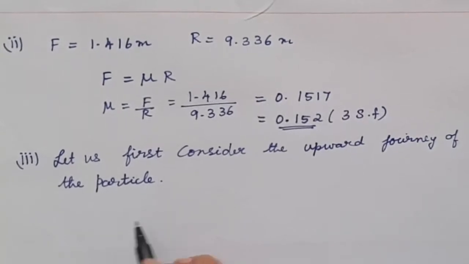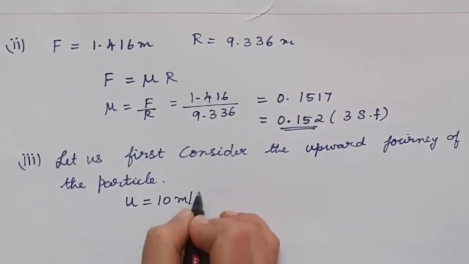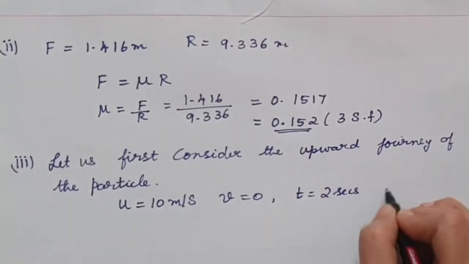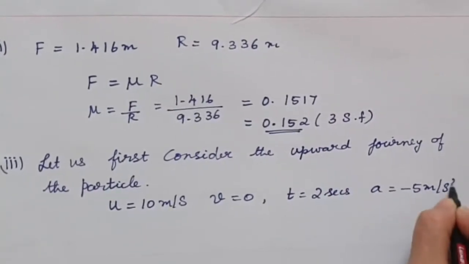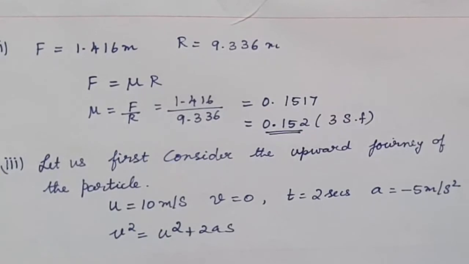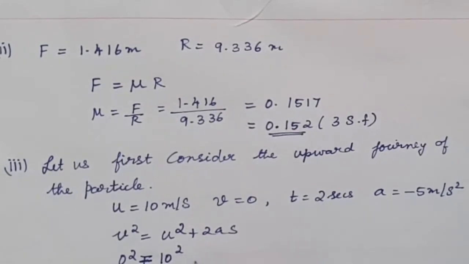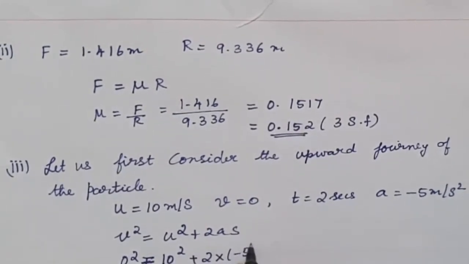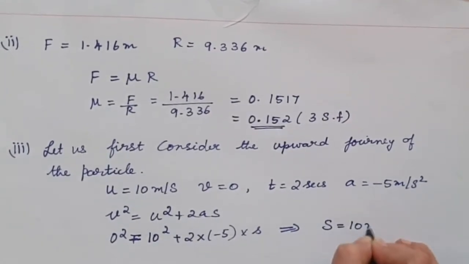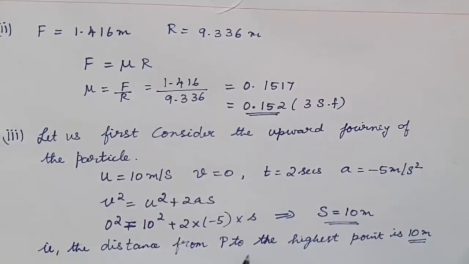In the third part, let us first consider the upward journey of the particle. We are given u equal to 10 meters per second, final velocity v is 0, t equal to 2 seconds, and a is minus 5 meters per second squared. With all this information, we can calculate s by v squared equal to u squared plus 2as, that is 0 squared equal to 10 squared plus 2 into minus 5 into s. When we simplify it, we get s as 10 meters. That is the distance from P to the highest point is 10 meters.